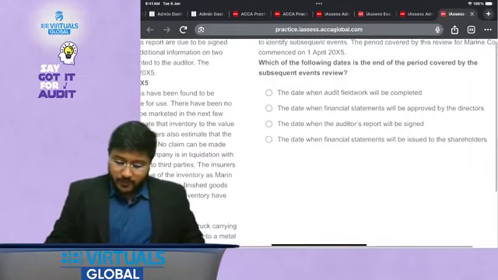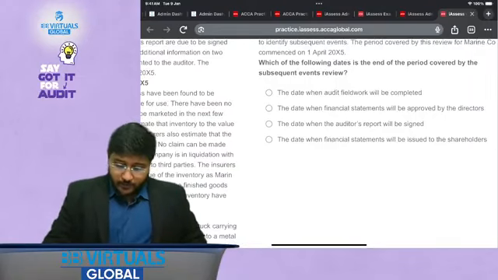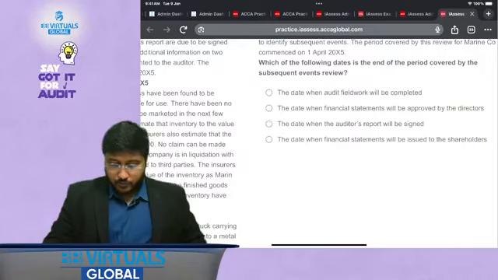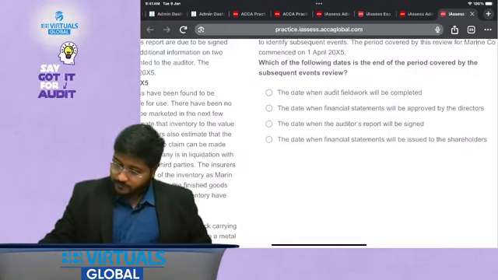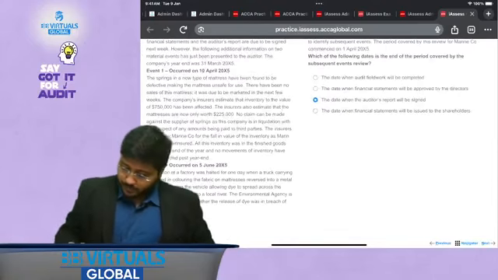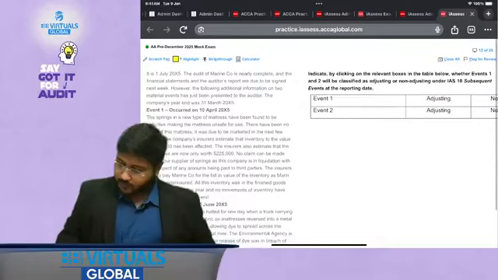So the date when audit fieldwork will be completed, no. The date when financial statement will be approved by the directors, no. The date when the auditor's report will be signed, yes. The date when financial statement will be issued to the shareholder. So let's write the third option, right? The third option. Okay, now next one, this one.